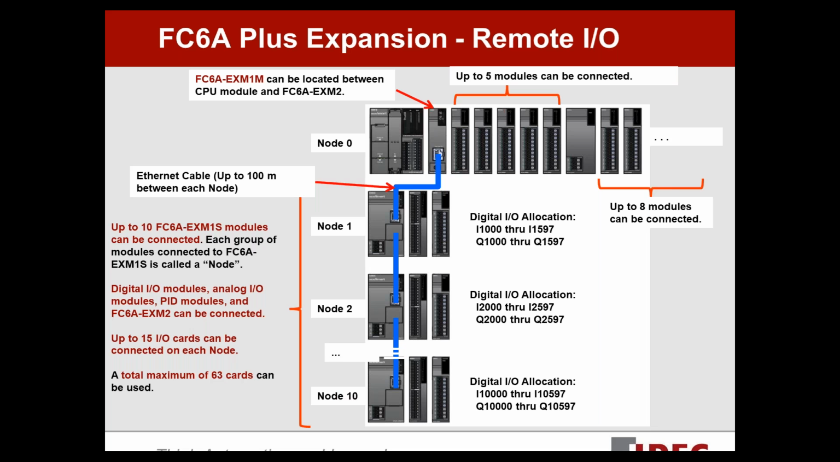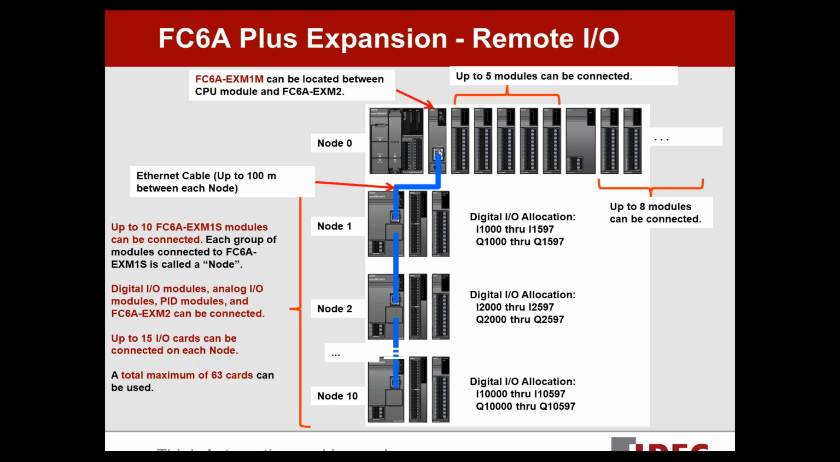Now for node 1, when I'm doing digital I/O, the I/O is automatically addressed for us, and it starts at 1000. So whenever I plug in a digital input card, it's going to start with I1000. My first digital output card will start at Q1000.